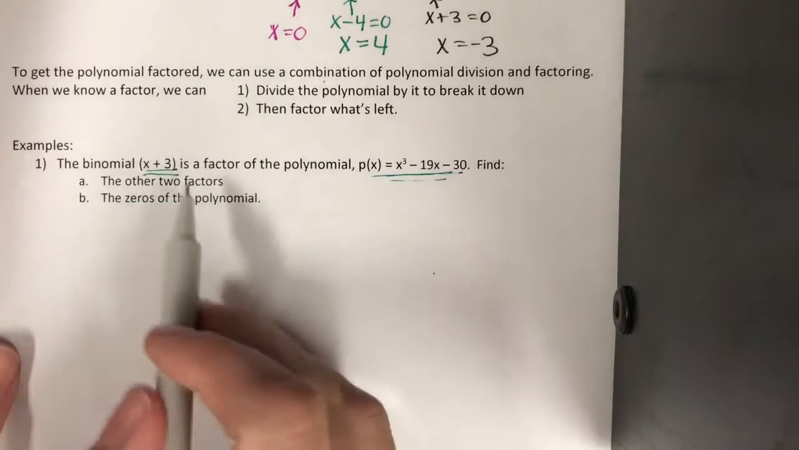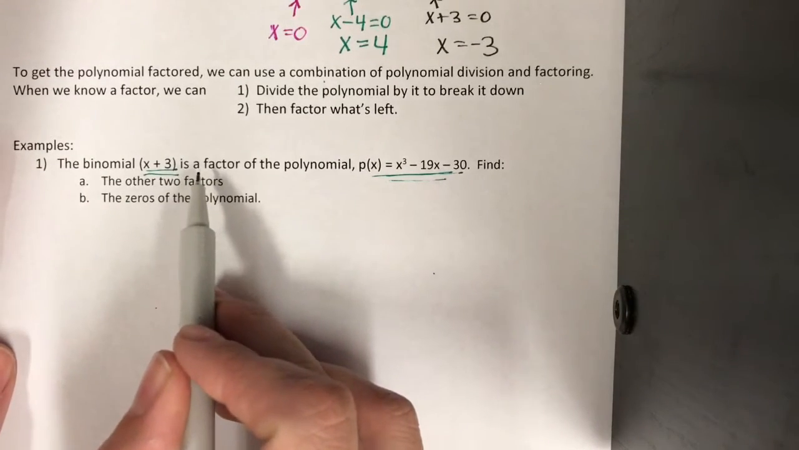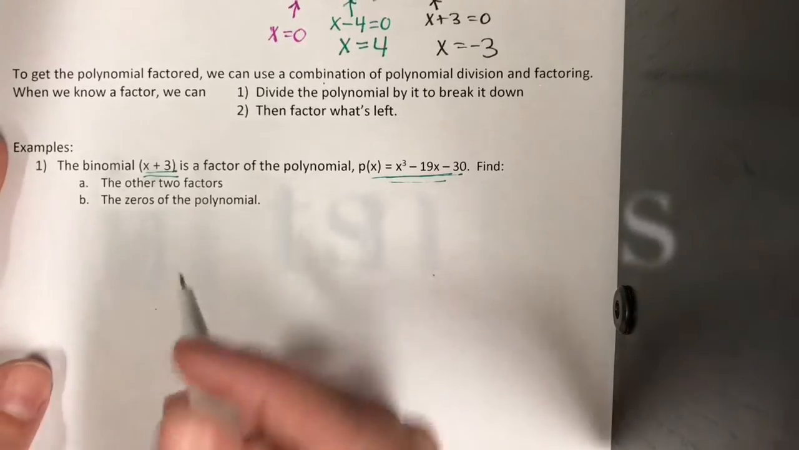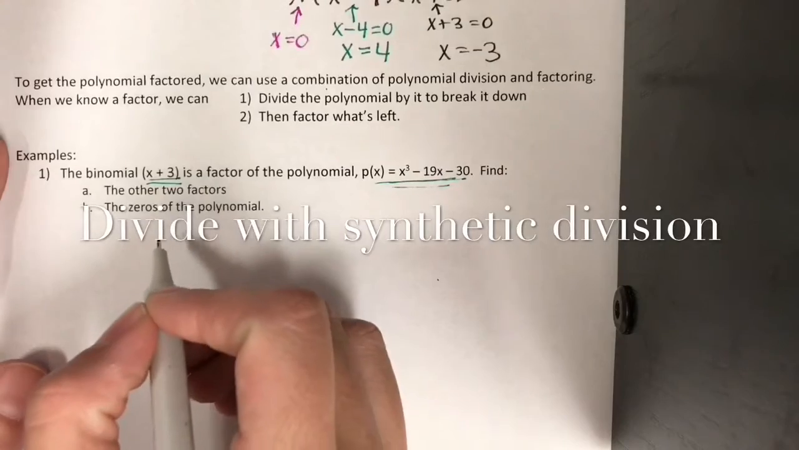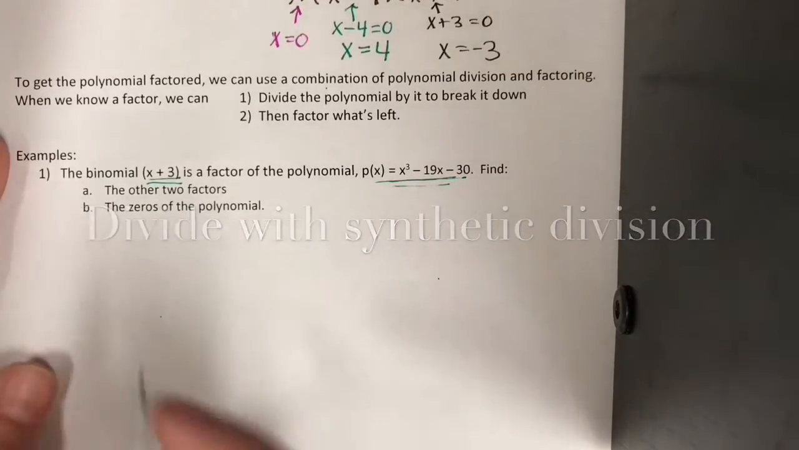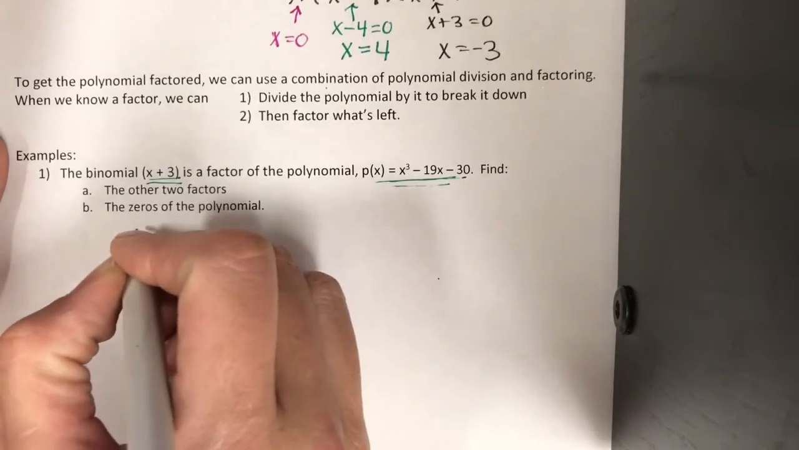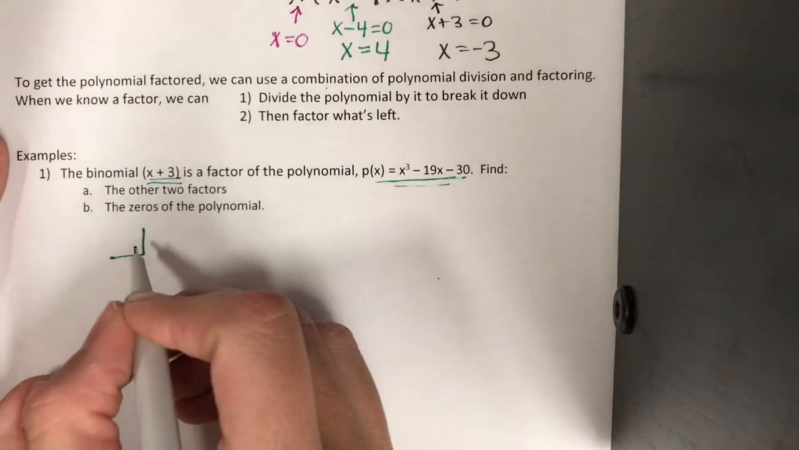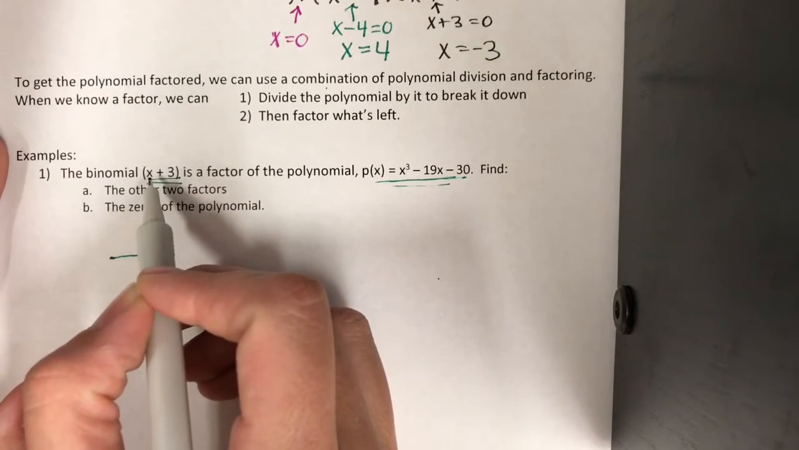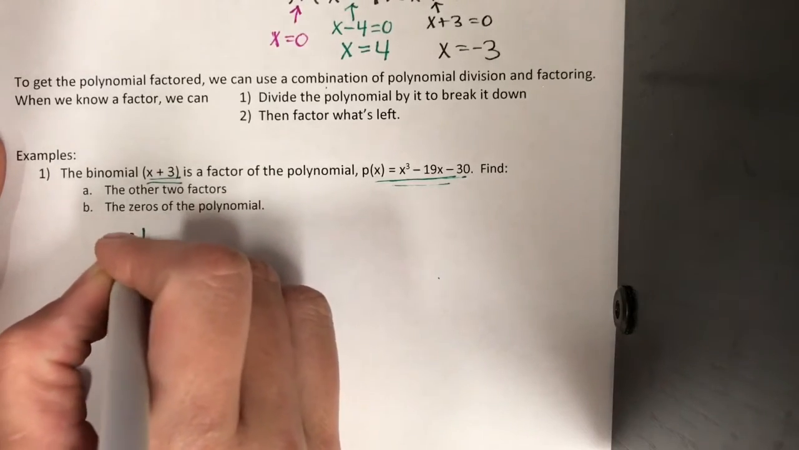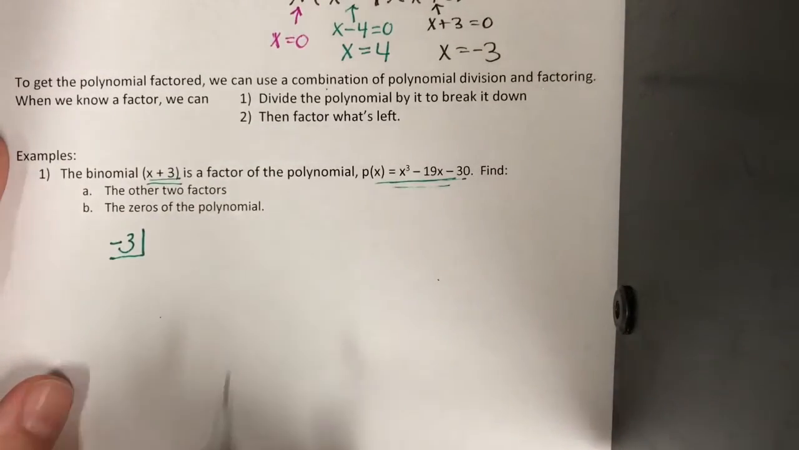So I know that this is a factor. So that means when I divide it, I should have a remainder of 0. So that way I will now divide to see what would be left after I divide by that factor. So I'm going to use synthetic division here. So I've got my little box, and in this box is going to be my root, which here would be negative 3, right, the opposite of this.